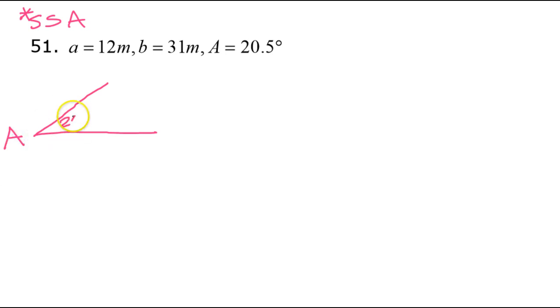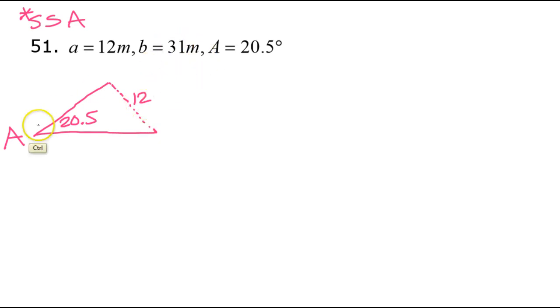This is 20.5. Show the side across from the angle as a dotted line. This is the rope because we picture it swinging back and forth. This is what makes it all ambiguous, unclear. So side A would be right here. That will have to be 12.